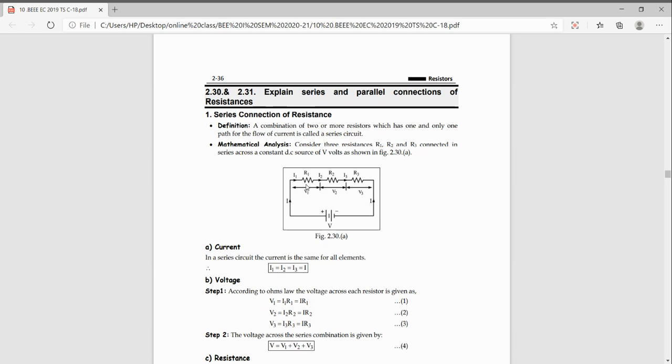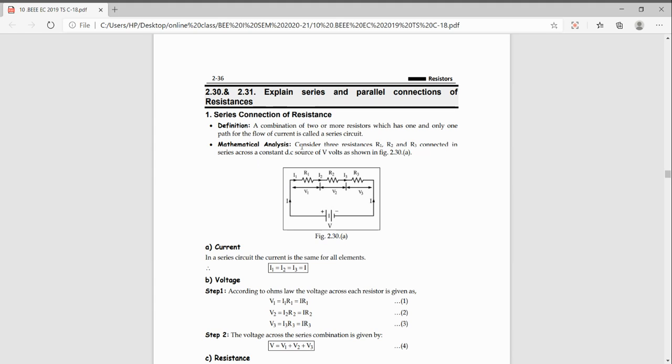So here we have connected three resistors: resistor R1, resistor R2, resistor R3, and this connection is called a series connection. Here if we observe, the current flow path is only a single path. There is no direction of the current flowing to any other branch. So this type of connection is called a series connection.